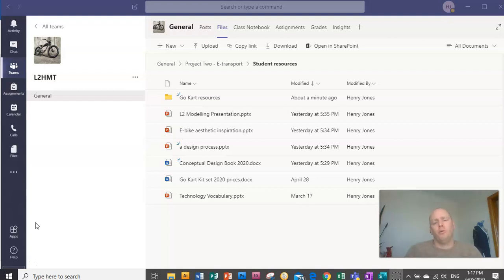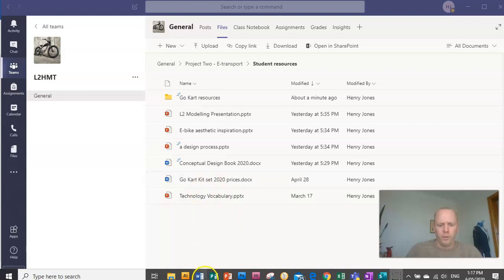So today we're going to be talking about how to come up with concepts for your conceptual designs. So looking back at your Teams page and your e-transport, go back to your conceptual design book and open that up and we can look at where to get started.